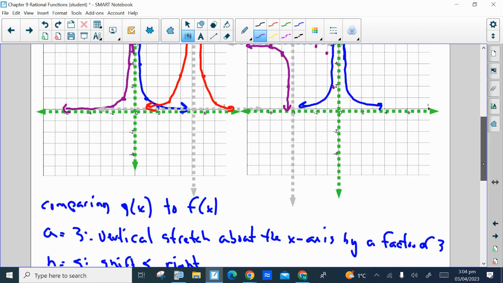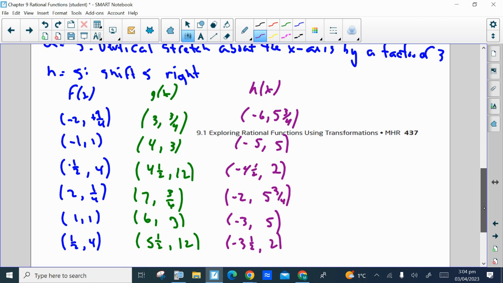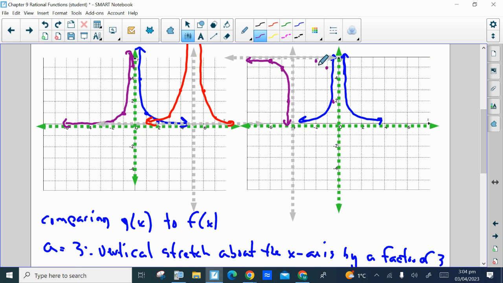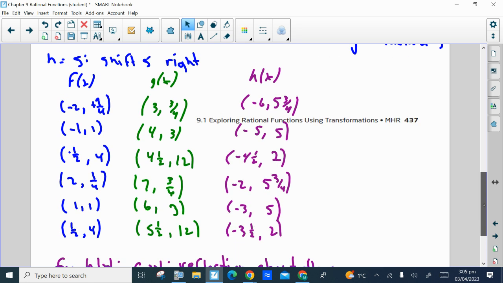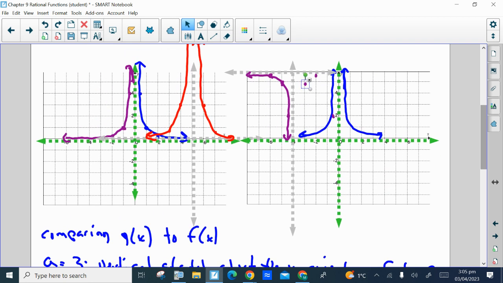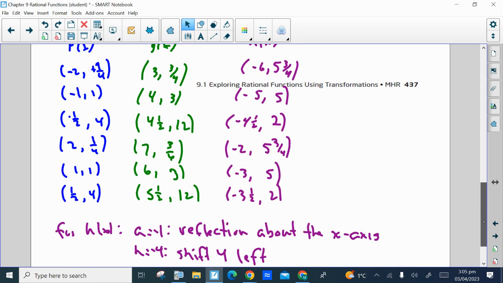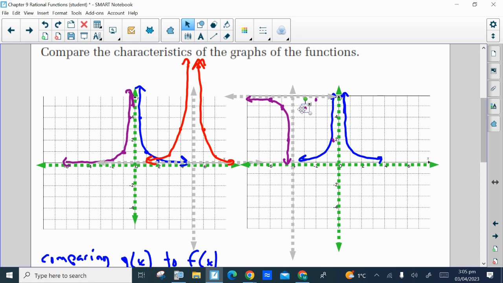Hang on a second. I got -2, 5 3/4. Yeah, I got these couple points in the wrong spot on my graph. That should be -2, 5 3/4. -3, 5. No, I had it right.